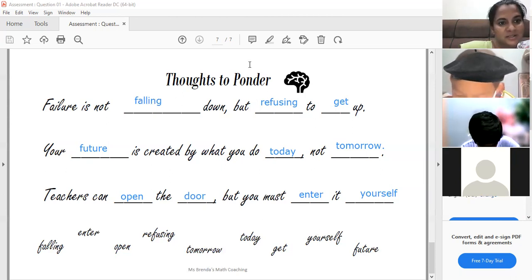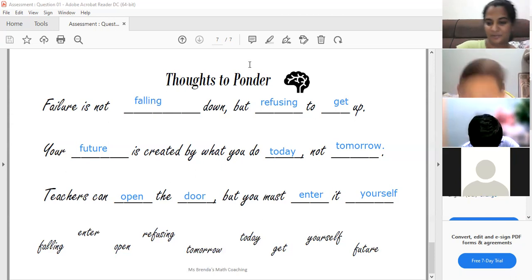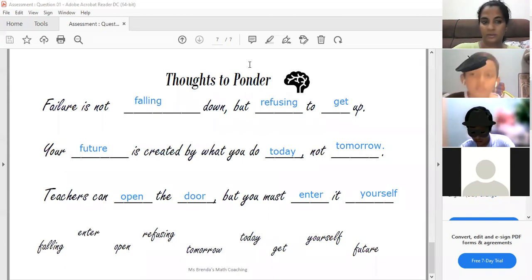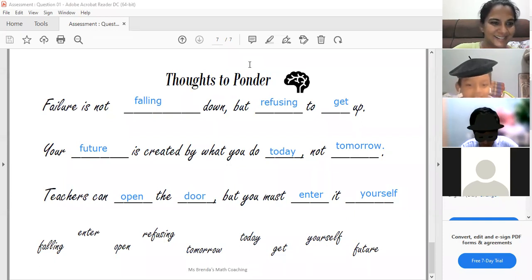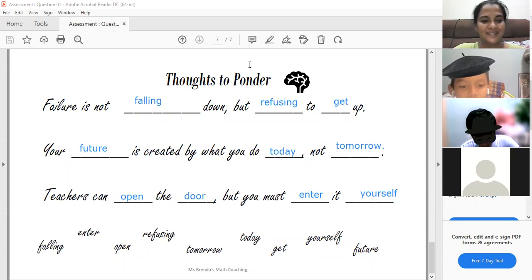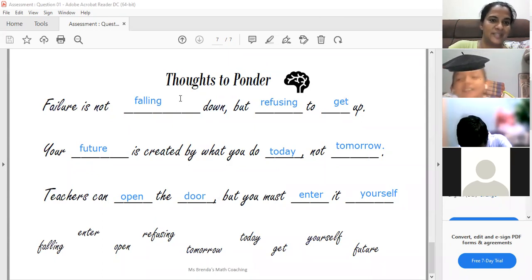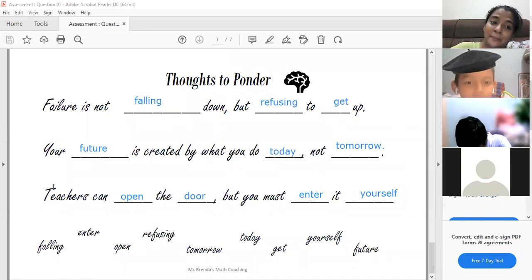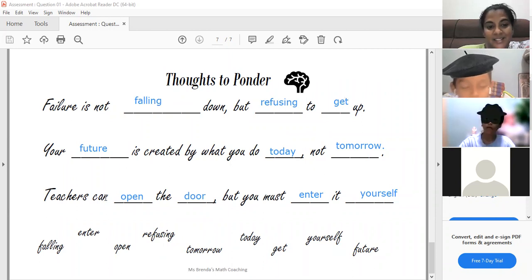This is what your teachers can do. The teachers can only teach you to a certain extent. You know, they can only open the door for you. But if you don't, you've got to enter it by yourself. Okay? In other words, you are responsible for your own success and failures. All right? The answers are at the bottom there. I missed out one answer there with the door. Okay? All right. Failure is not falling down, but refusing to get up. Your future is created by what you do today, not tomorrow. Okay? Teachers can open the door, but you must enter it yourself.